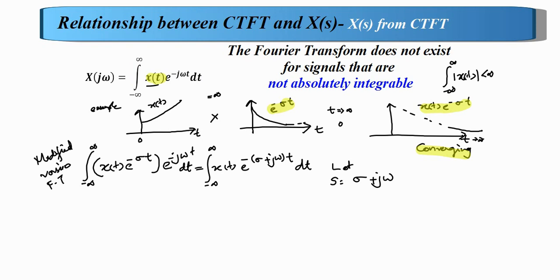So our equation becomes integral minus infinity to infinity x of t into e raised to, in place of sigma plus j omega I will write s, dt. So now we can see that this is equal to x of s. From this we can say that Fourier transform and Laplace transform are related, and here you can see from this derivation that the Laplace transform, that is x of s, is a modified version of the Fourier transform.